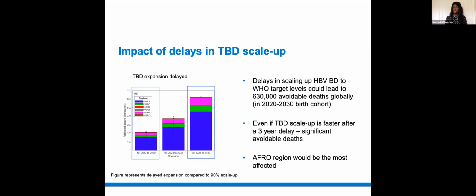Even if timely birth dose scale up has only a 3-year delay and we try and catch up to 90% more quickly, so by 2030, this still has a significant number of avoidable deaths. And what we see here, because the Afro region has the most to benefit from the TBD scale up, this would be the region now that would be most affected.